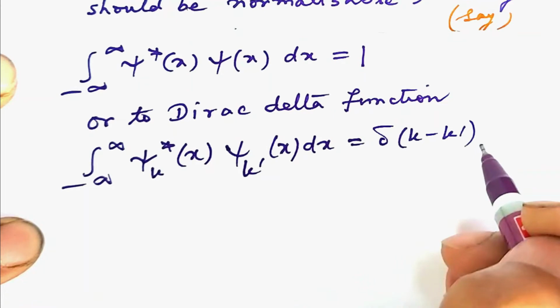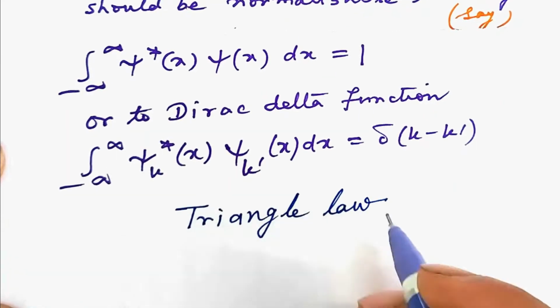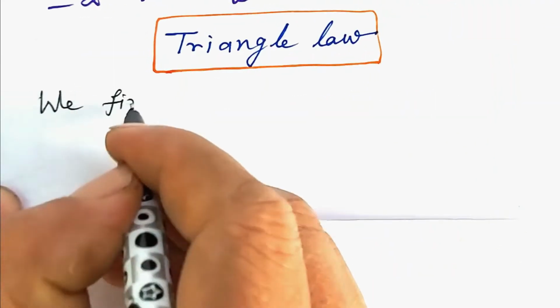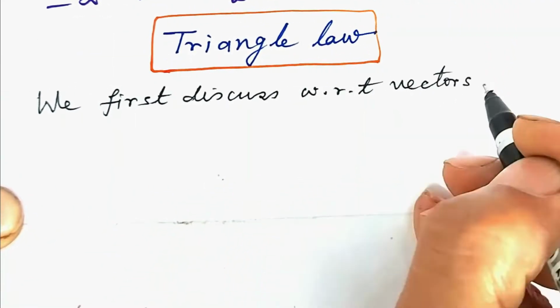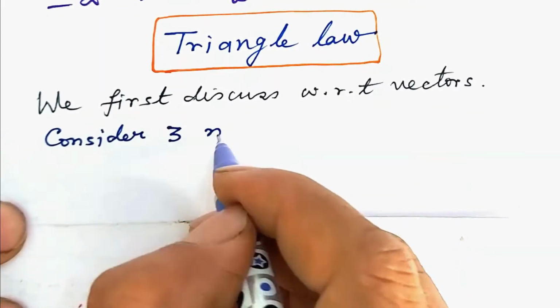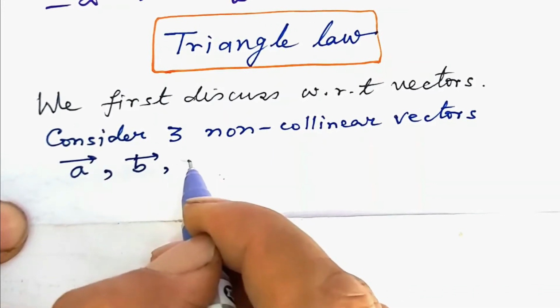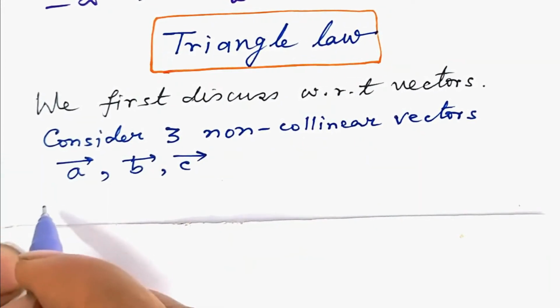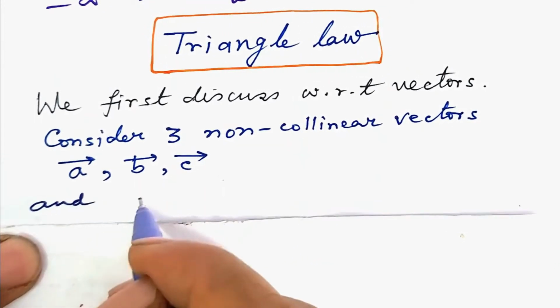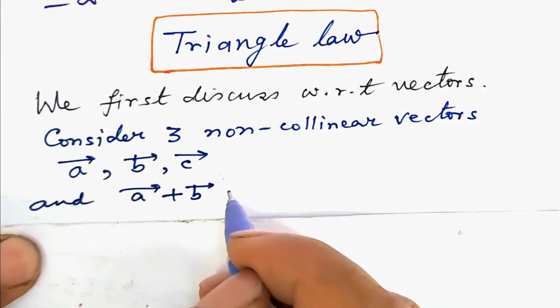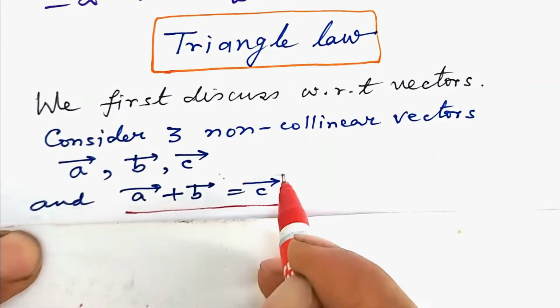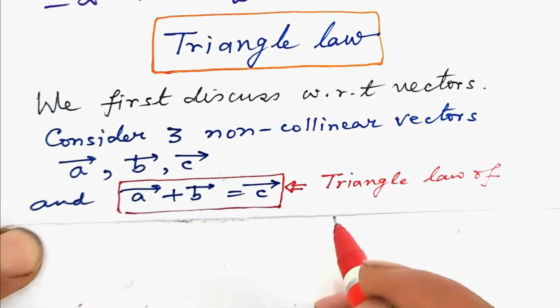We now discuss the topic of the current video, namely triangle law. We first discuss with respect to vectors. Consider three non-collinear vectors, vector A, vector B and vector C, and they satisfy the relation vector A plus vector B equal to vector C, which is the famous triangle law of vector addition.